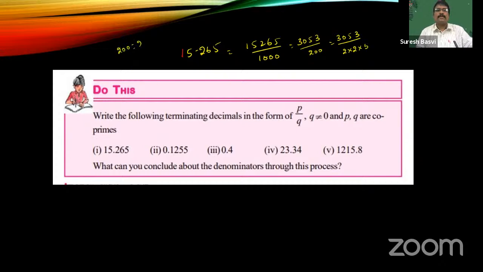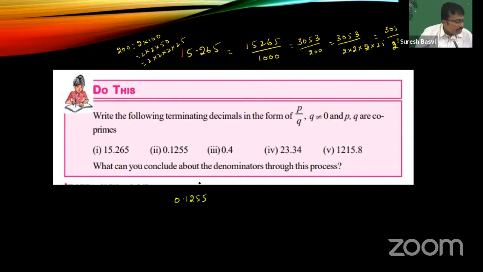200 can be written as 2 into 100. Again 2 into 50. Again 2 into 25. So 2 into 2 into 2 into 25. So 2 cubed into 25. Okay, no problem.